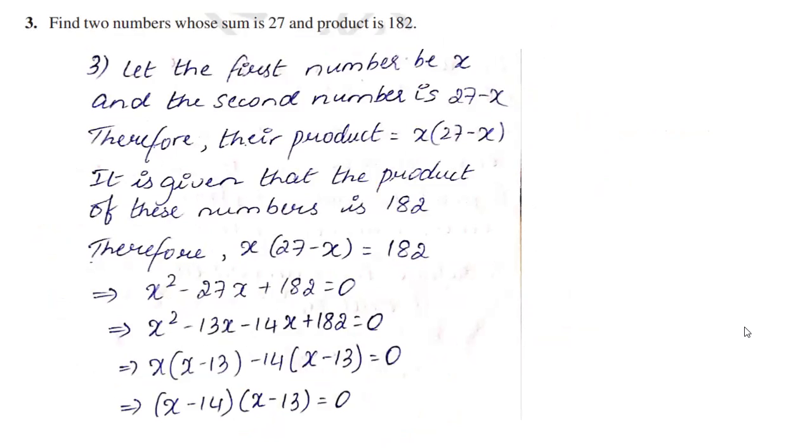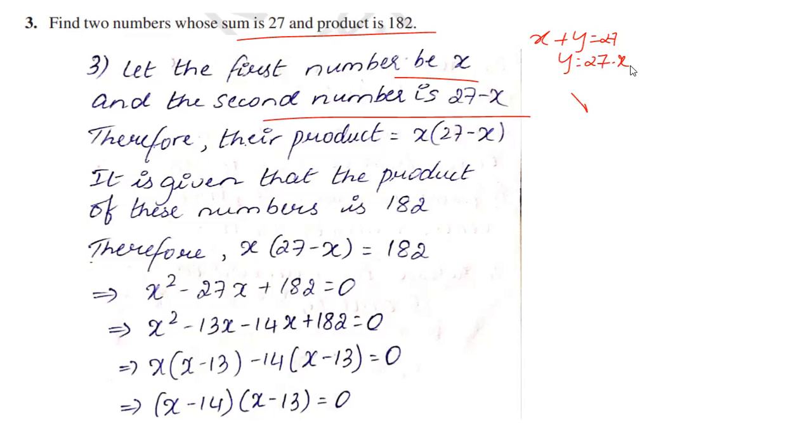Find two numbers whose sum is 27 and product is 182. So let the first number be x and the second number be 27 minus x. Why is it 27 minus x? Take the first number as x and the second number as y. The sum of them is 27, so y is nothing but 27 minus x. This is how you take the second number as 27 minus x.